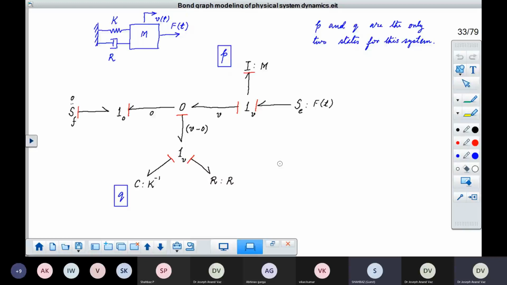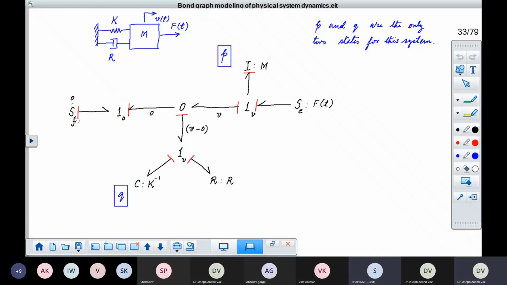Now let us try to causal this system. For causaling the system, we always start with the sources. So we have two sources here, a source of flow and a source of effort. We'll start with this source of flow. A causal stroke will be placed here.